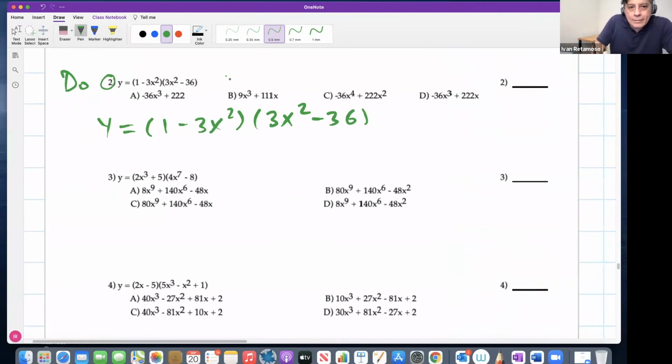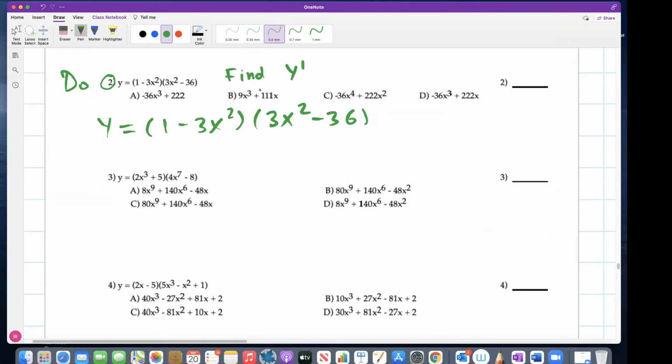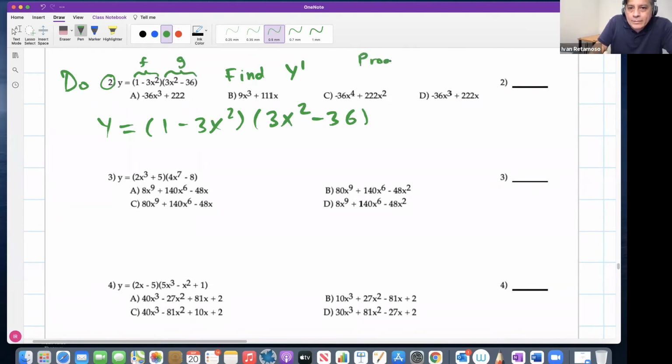Right. So the question is find y prime, the derivative of this product of two functions. And the hint is going to be make the first factor your function f, make the second factor the function g. And here is the product rule.